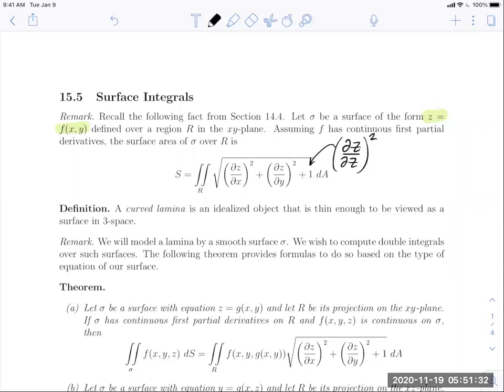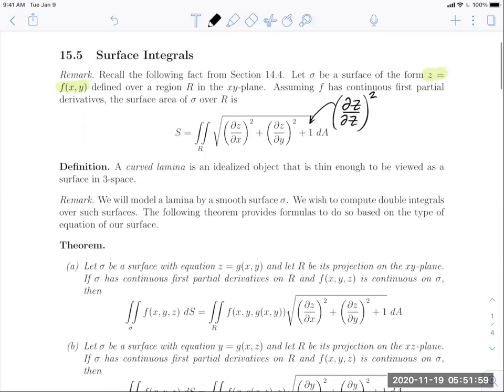A curved lamina is an idealized object that is thin enough to be viewed as a surface in 3-space. So what I like to think of is, for example, a really thin piece of sheet metal that may be curved. So something of that nature where we're going to neglect the thickness of that object and just think of it as an infinitesimally thin surface.